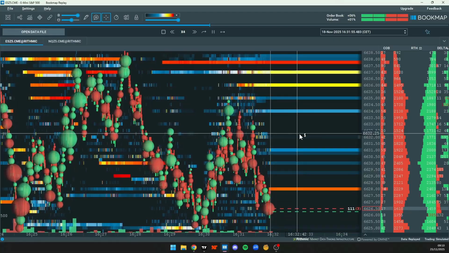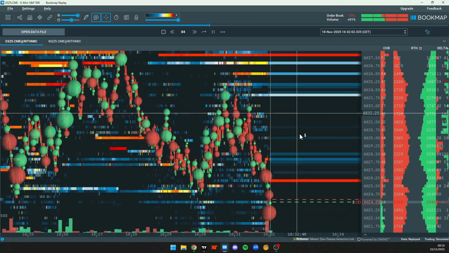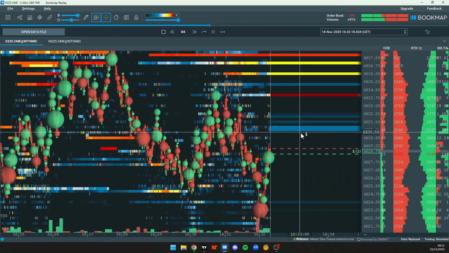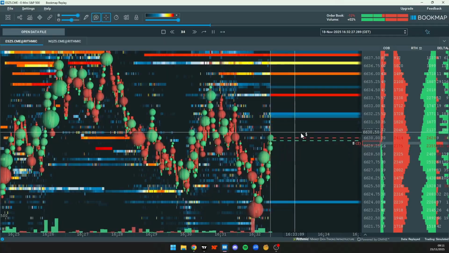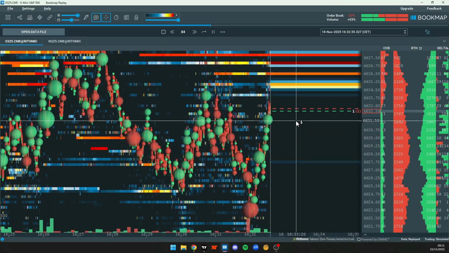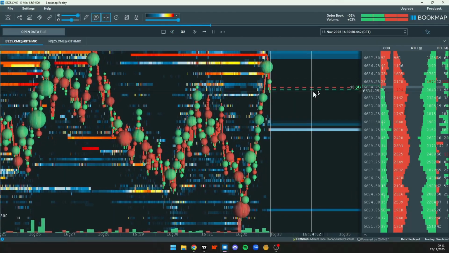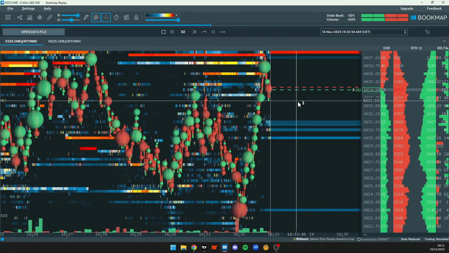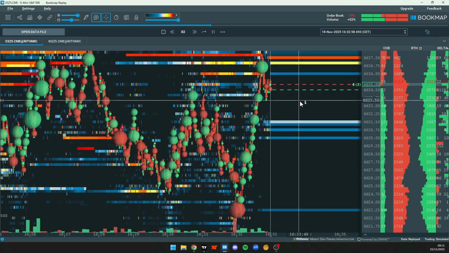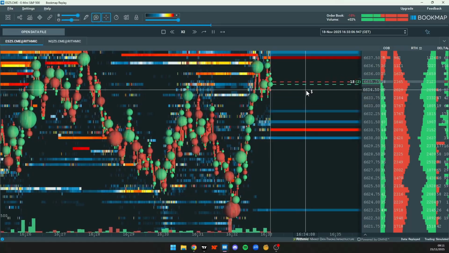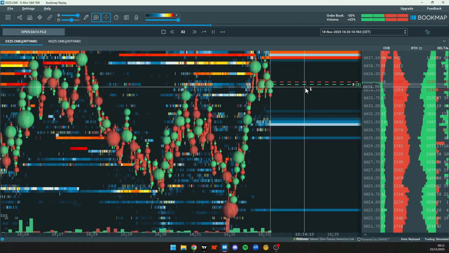Let's just wait and see if we can get an entry. Price is returning again back upwards. Nice little push. Let me slow it down. As soon as I saw aggressive selling over here, this is where I went like, okay, I should just get in. This level is holding, and let's just use a wider stop.